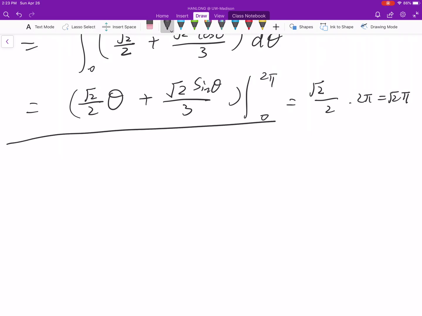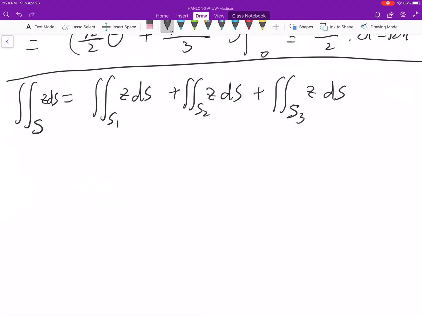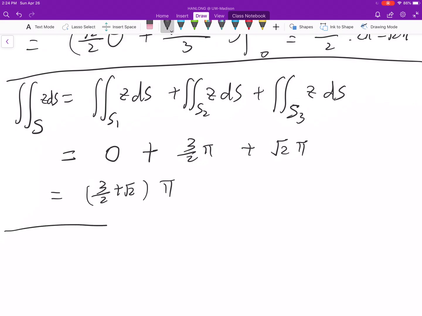Okay, then let's sum them up. The integral over the whole surface S is given by the summation of three small integrals S1, S2, S3, and each one we computed as above. So we just write down the answer here: square root 2 pi plus 3 over 2 pi and square root 2 pi. So finally 3 over 2 plus square root 2, times pi. Okay, so we stop here. Next time we will talk about the surface integrals of vector fields.